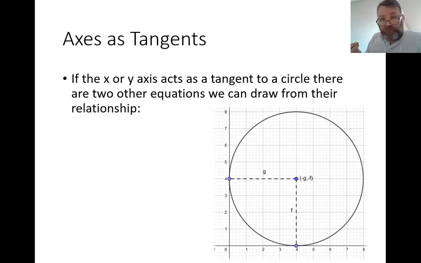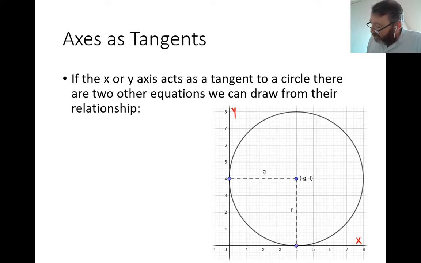It's half the x coordinate with its sign changed, half the y coordinate with its sign changed. So it's minus g, minus f. Now, I'm going to take two situations here where the x-axis and the y-axis are tangents, because something very unusual happens. Let's take the x-axis first of all.